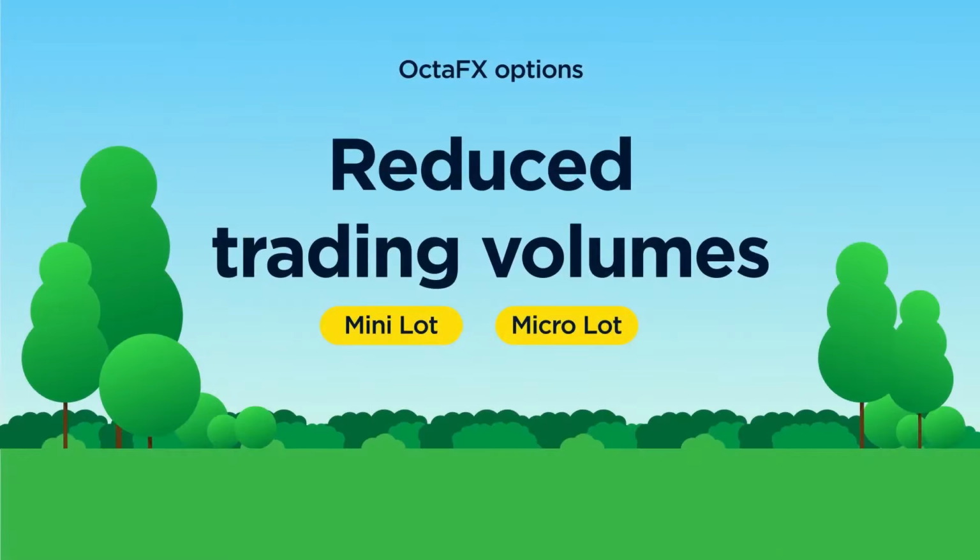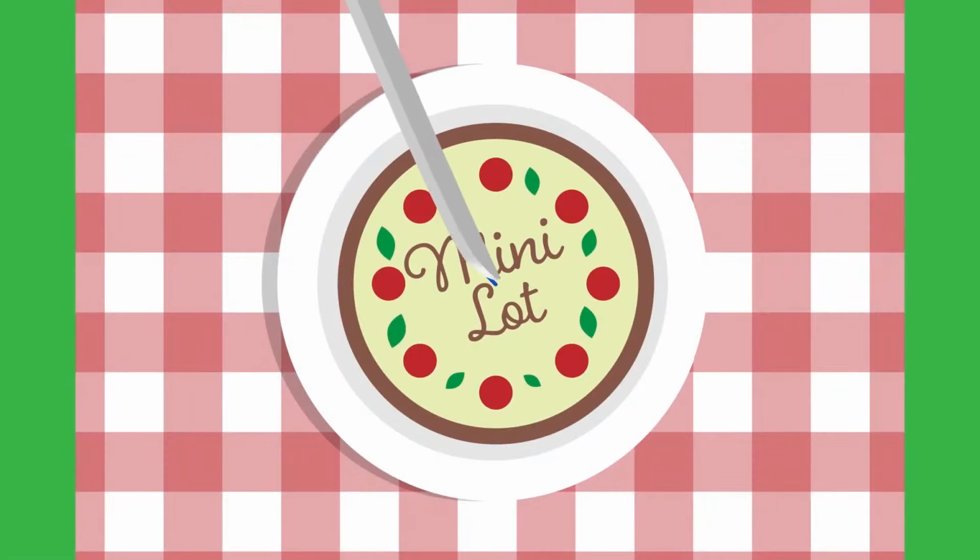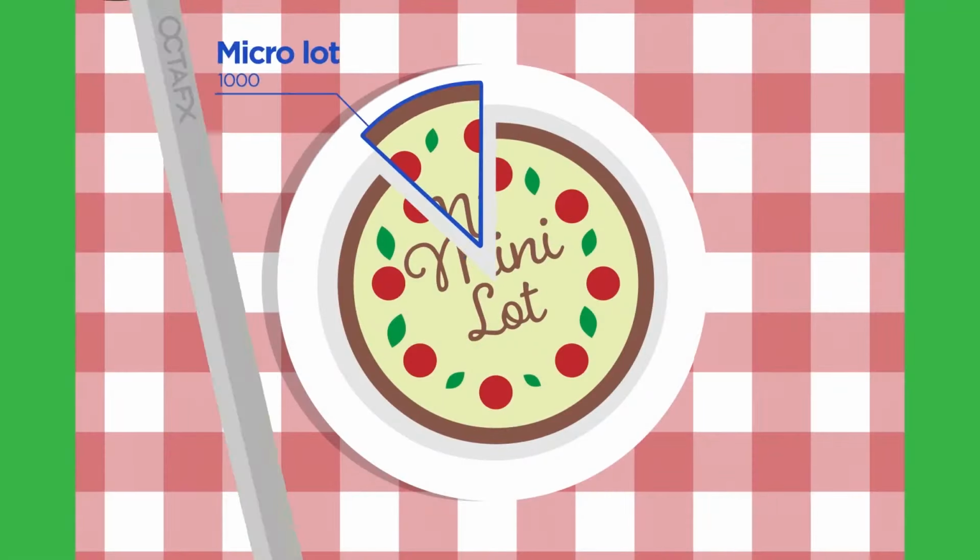OctaFX Broker makes Forex accessible by offering 2 significant options. The first is reduced trading volumes, mini lot and micro lot. OctaFX splits a lot like a pie, so if a lot equals 100,000 units of a base currency, a mini lot equals 10,000 units of a base currency, and a micro lot is 1,000 units. This way, you can trade smaller amounts.